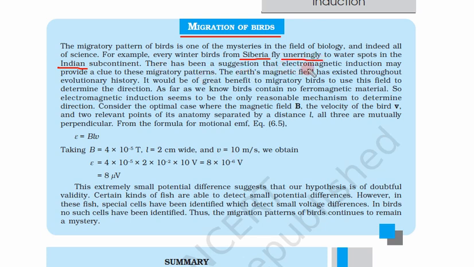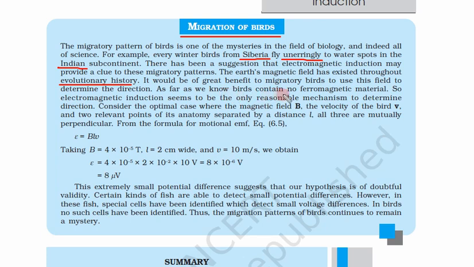There has been a suggestion that electromagnetic induction may provide a clue to these migratory birds for this pattern. So people think that there is something electromagnetic associated with this. The Earth's magnetic field existed throughout the evolutionary history. So we know Earth's magnetic field was there always. It would be a great benefit to migratory birds to use this field to determine the direction. So we are thinking that they have something as a compass, so they determine their direction without any error.